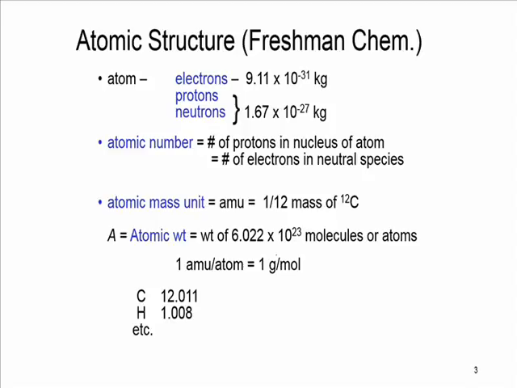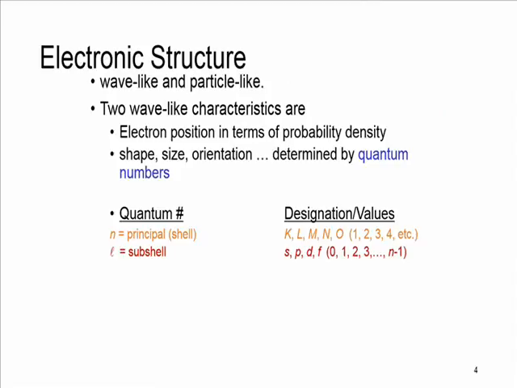How electrons surround the nucleus is discussed by different models. One is the Bohr model, and a newer one is the wave mechanical model, in which electrons have wave-like and particle-like characteristics. Two wave-like characteristics are electron position in terms of probability density, and the second one is quantum numbers.